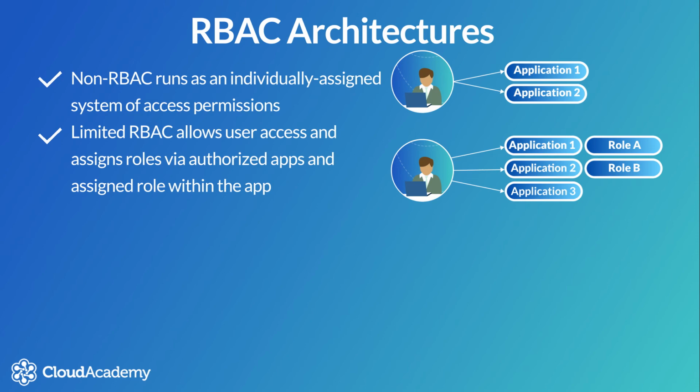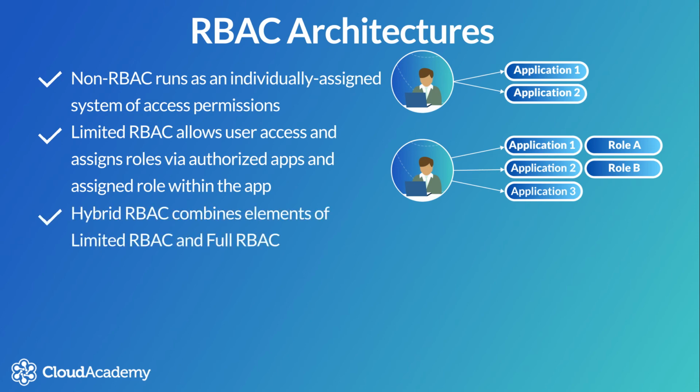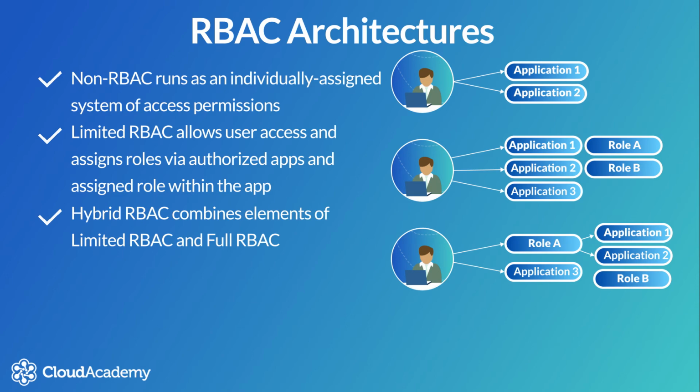Moving up one step further, hybrid role-based access control combines elements of limited RBAC and full RBAC. In the picture you see Bob logging into role A, and through his logging into that role is then able to access application 1 and 2. When he logs into application 3, application 3's successful login puts him in role B.